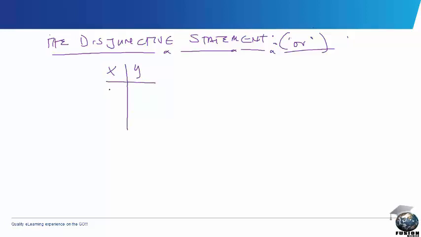All right, and then the possible outcomes are: either the two statements are true, or one is true and the other one is false, or that one is false while the other one is true, or both of them are false. And then the outcome will be what happens when the two statements combine disjunctively. And we represent disjuncts with the symbol that looks like a V.